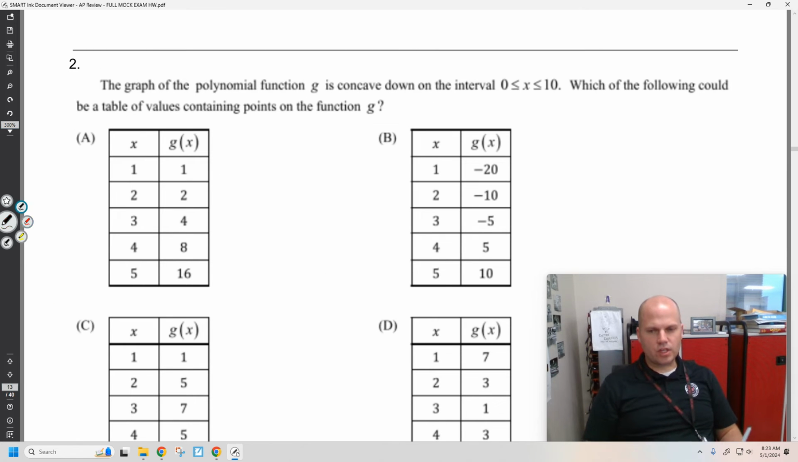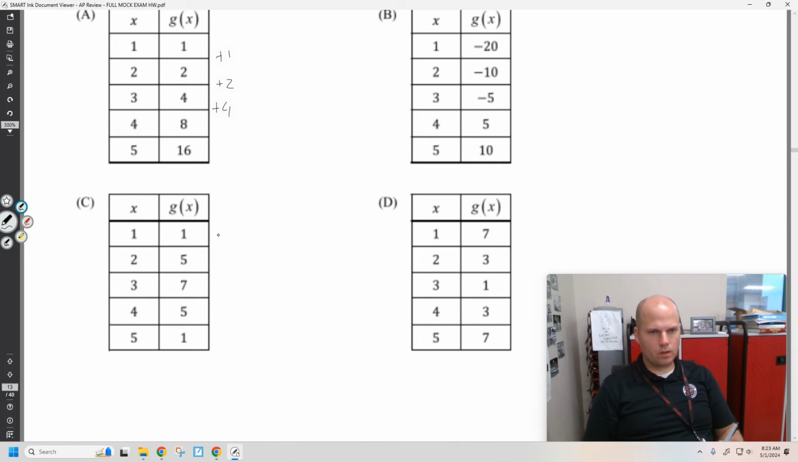Concave down, we should see the rates of change decreasing. So I'm going to just look at the rates of change, and I'm going to see, are they decreasing? No. These are going from +1, +2, +4, +4, +2, -2, -4. These are decreasing. If you look at the second differences, they're going to be negative.